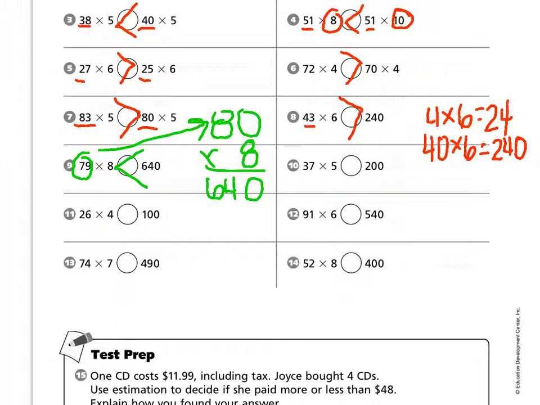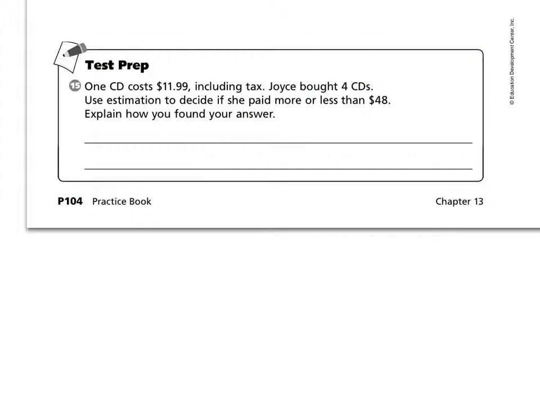37 times 5 compared to 200. Well, I know if I take 40 times 5, I know that 4 times 5 would be 20, plus another 0 would be 200. And 37 is less than 40, so I know that 200 is greater than 37 times 5. Use these methods to solve number 11, 12, 13, and 14 on your own.